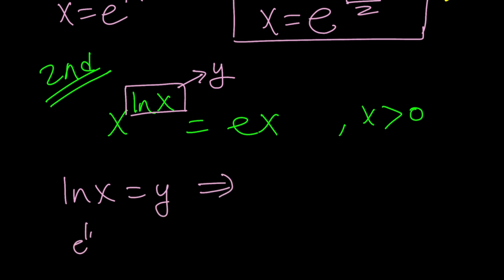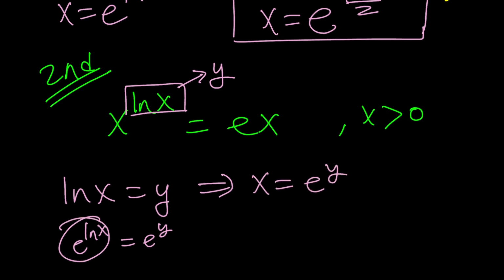e to the power ln x is going to be e to the power y. In other words, this is x, so x is going to be e to the power y from here. That's important to take note of, because we're definitely going to use it right away. Now, here's the next step. After you do substitution, always take note, because you need to back substitute. It also helps you to see what is going on.